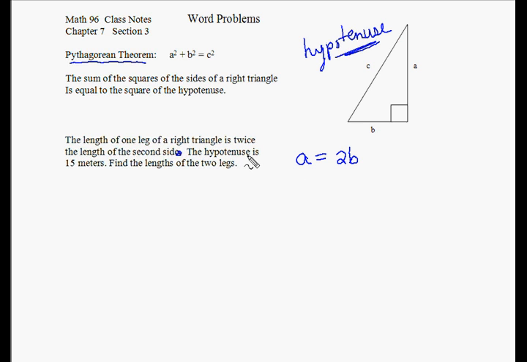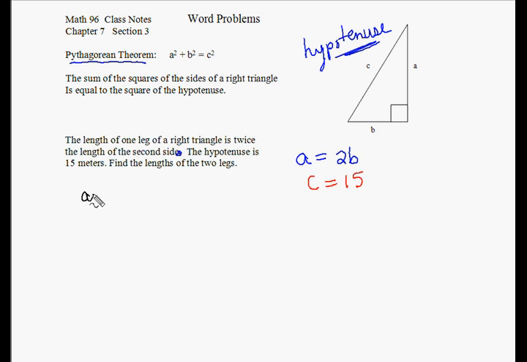Now continuing with the second sentence. In the second sentence, we have the hypotenuse is 15 meters. So that means that C is 15 meters. Again, we got to the end of a sentence, so we write one equation. Now they want us to find the length of the two legs.